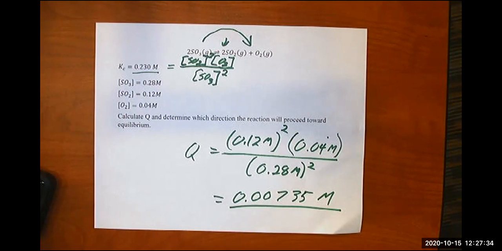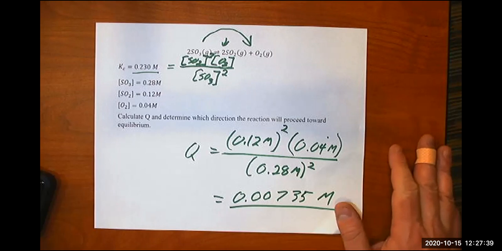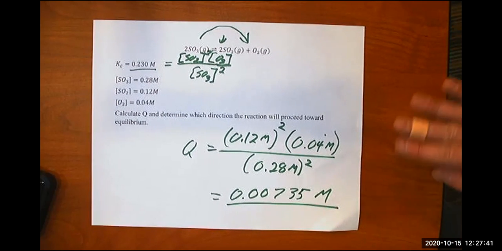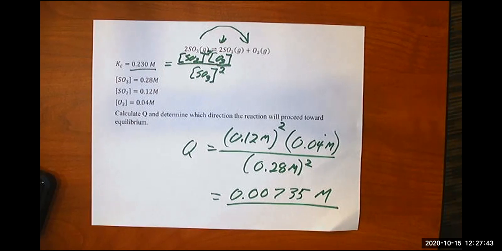In the chat, they're asking if Q is less than K. Yes, that is correct. Q is less than K. I typically find that when I'm comparing a Q to a K, it's easiest to pretend that the denominators are going to be equal and think about the numerators. That way you don't have to do any kind of mental gymnastics. So if the Q is too small, then you need more numerator, which means more product.